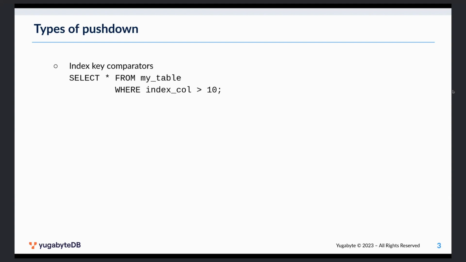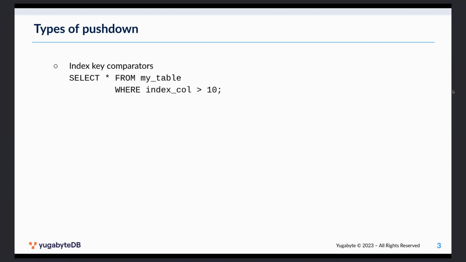There are different types of pushdown. One example is index key comparators. For example, if you want to select from a table and you have a filter where index column greater than 10, then we could potentially use this information on the storage layer side to efficiently seek to the number 10 and then take any rows that are after that. This depends on whether the column is ordered, like ascending, descending, or hash. In case it's a range partition, we can do this. In case it's not, then we can't push this down.